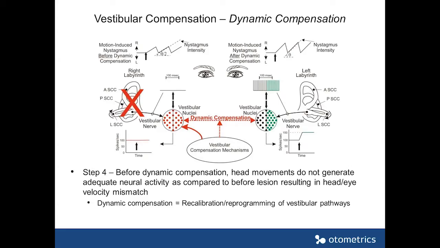Now, individuals who are young, active, may be able to do this on their own, but oftentimes these patients require some sort of vestibular rehabilitation or physical therapy if they're older and if they're not compensating on their own. So this is a very brief description of what happens in the vestibular ocular reflex.